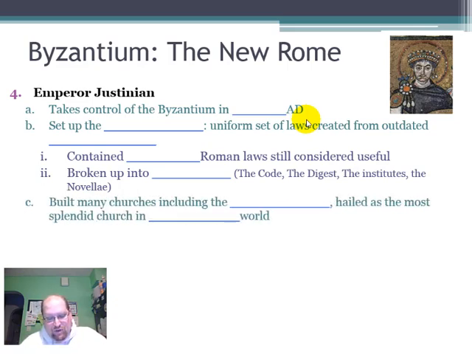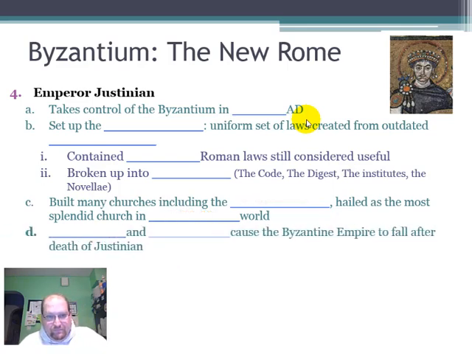They did build many churches, including the Hagia Sophia, which was hailed as the most splendid church in the Christian world. It is still there today. We'll actually see it on the next slide. It's a very pretty church that I think you'll be impressed with. However, plagues and attacks caused the Byzantine Empire to fall after the death of Justinian.